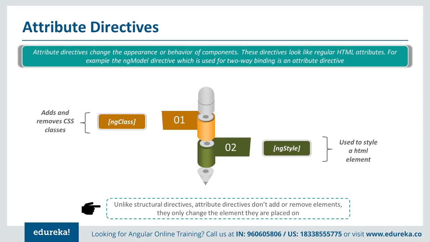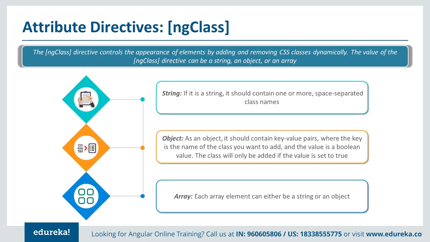Attribute directives. Attribute directives we already have used apart from structural directives, like ngModel, hidden we have seen. Then how does it work? Hidden is the best example for attribute directives. What it is doing is it will just change the behavior of the HTML element. Now the ngClass directive controls the appearance of the elements by adding and removing CSS classes dynamically.